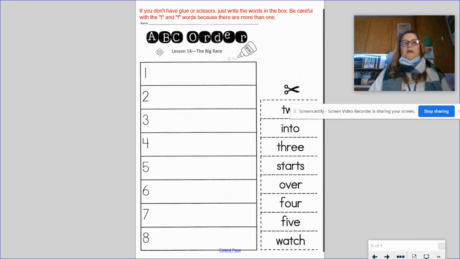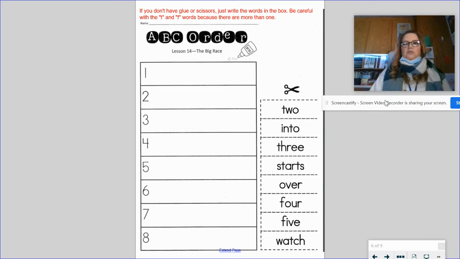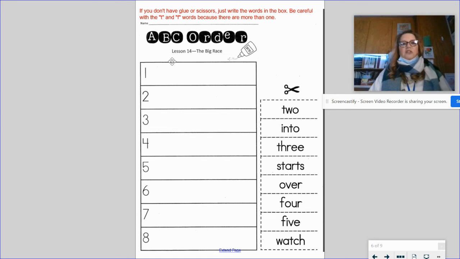Next, you also have an ABC order sheet to do. Students do this every week, so they have a strategy. If you don't have scissors or glue at home, they can just write it down. You must be careful because there is more than one letter T word and one letter F word. So you have to go to the second letter.